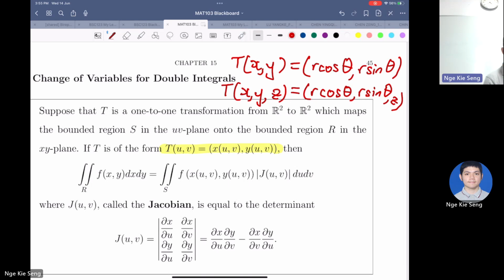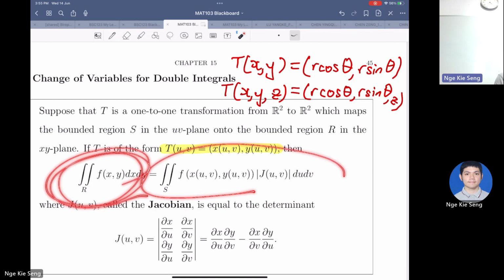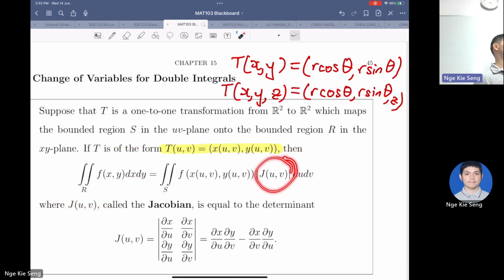And then what's the theorem here? The theorem here is, when you want to change the integral to the other coordinate system, you multiply by this Jacobian, the determinant of the Jacobian. So what's the Jacobian? The Jacobian takes all the possible combinations of your partial derivatives and arranges them in a matrix form. So what does this mean?